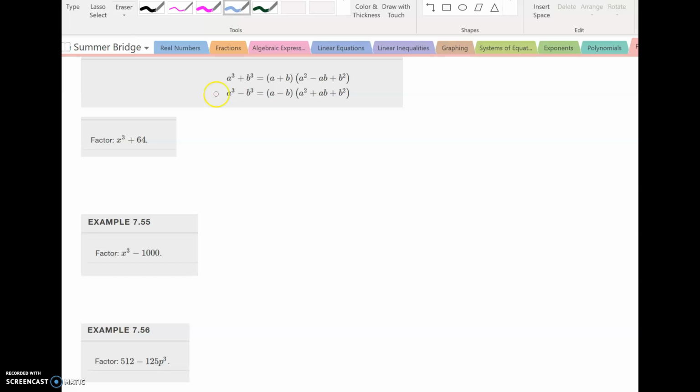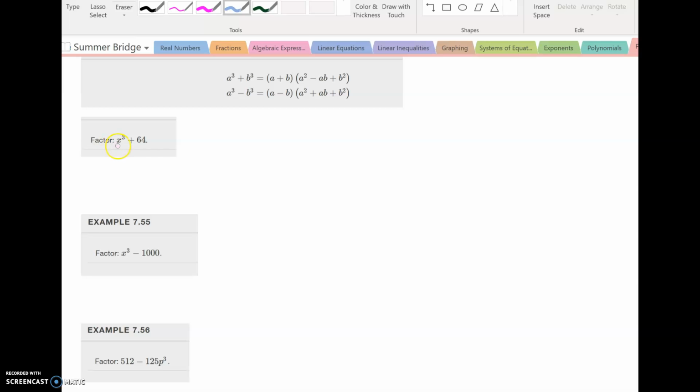So these are kind of the patterns that we're following again. Notice that when we have a plus, the binomial parentheses is going to be a plus, but we're going to have a negative in the trinomial parentheses. And when we have a negative in between, we're going to have a negative in the binomial parentheses, but they're all positive in the trinomial. So again, we're taking almost like the cube root here.